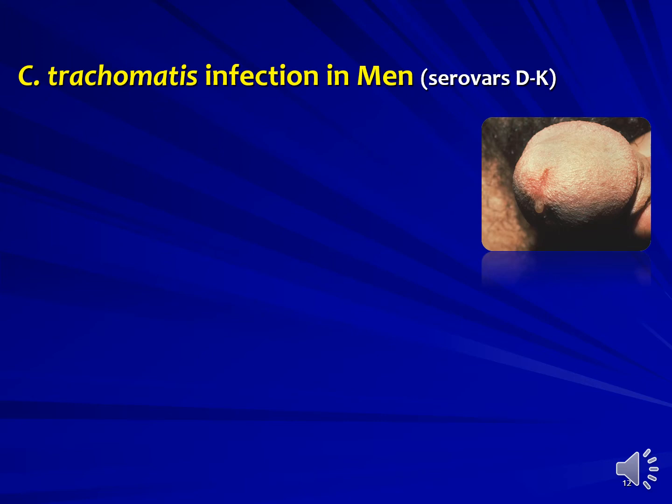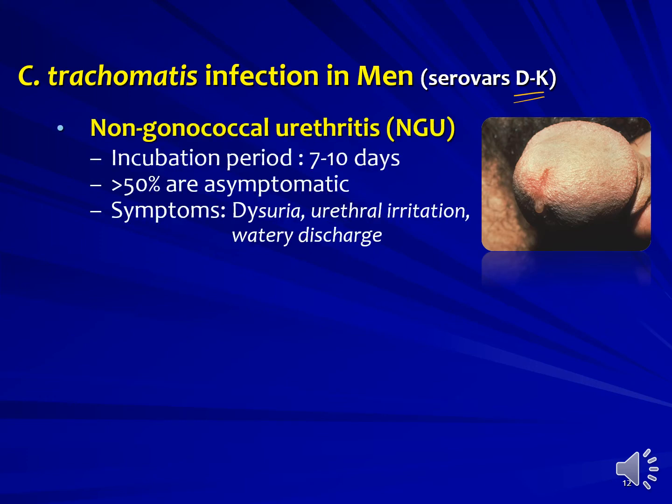In men, the infections are produced by the serovars D to K, and mainly present in the form of non-gonococcal urethritis, after an incubation period of 7 to 10 days. But the majority of the cases are asymptomatic, and if at all symptoms are present, they are seen in the form of dysuria, urethral irritation, and watery discharge from the urethra. You can see the watery-like discharge from the urethra in these particular cases.